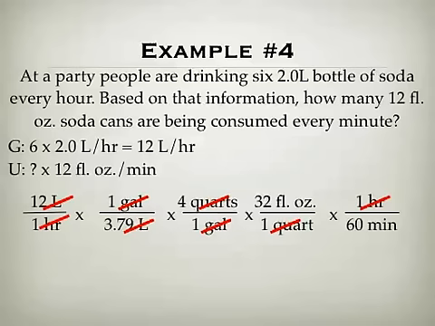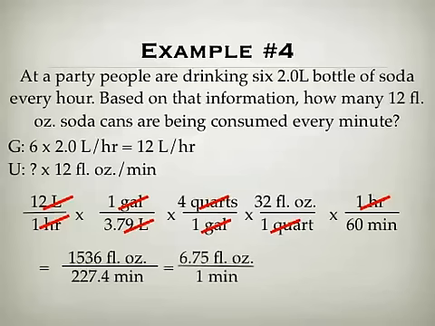So I cancel out my hours, and I'm left with fluid ounces per minute. If I multiply all the way across the top, multiply all the way across the bottom, I'll be left with this relationship, and then I can reduce that. And I reduce that to 6.75 fluid ounces per minute.